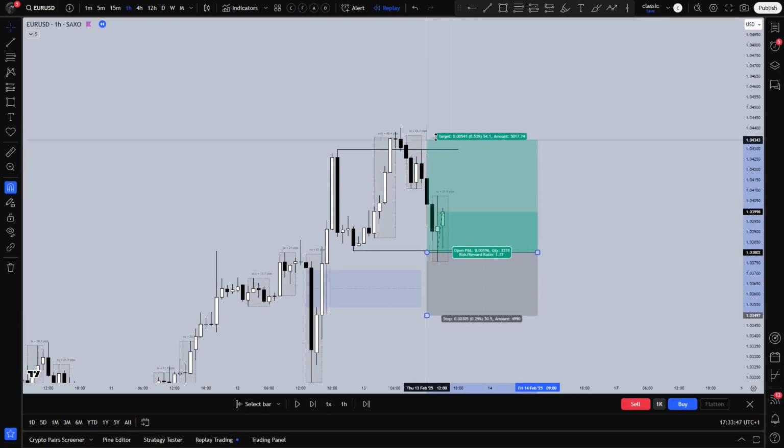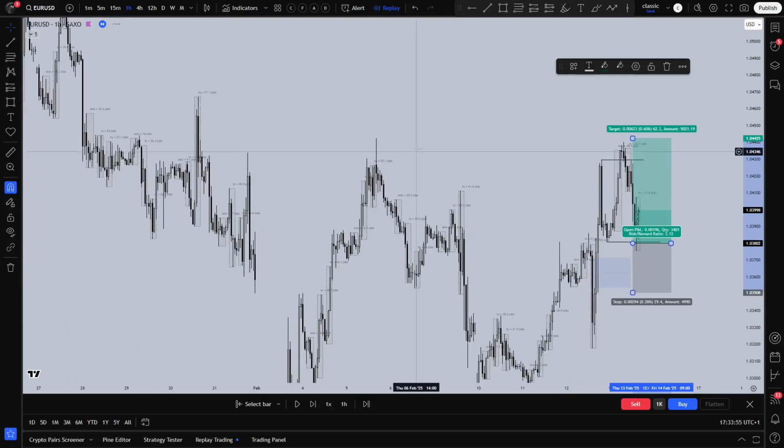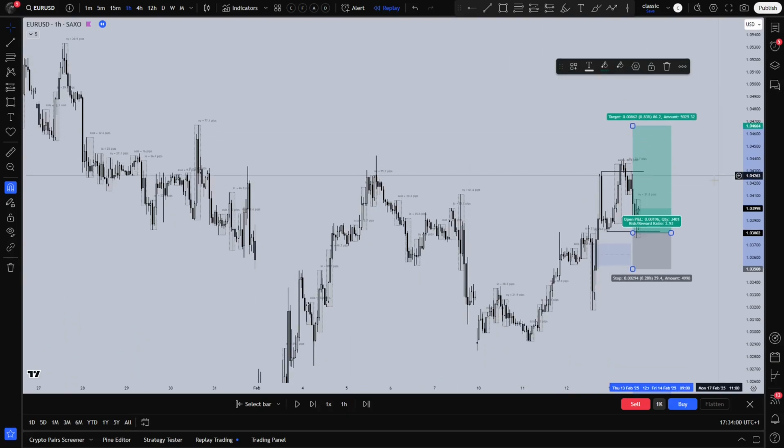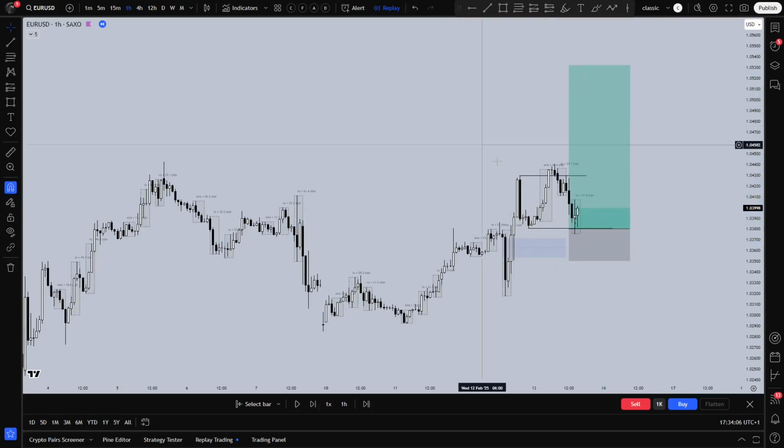But yeah, you can see here, entry, then invalidation around 30 pips, and then first target, the high here, and then the final targets would be the higher time frame highs, for example this one, and then the final target would be even that high here for about 5R, alright?